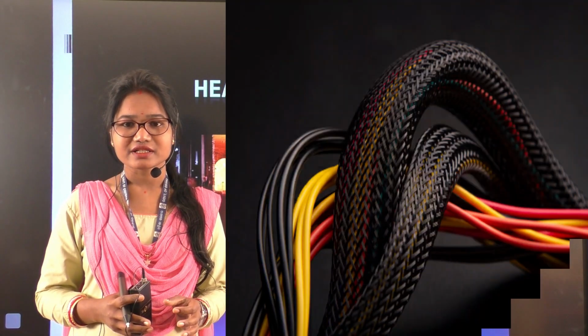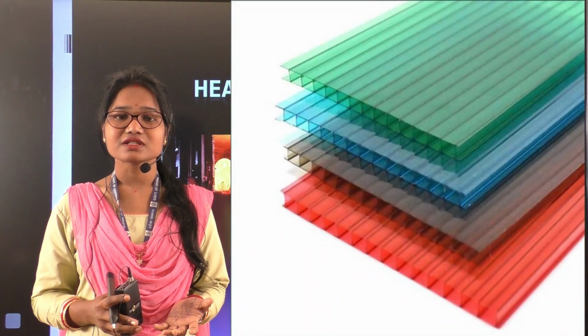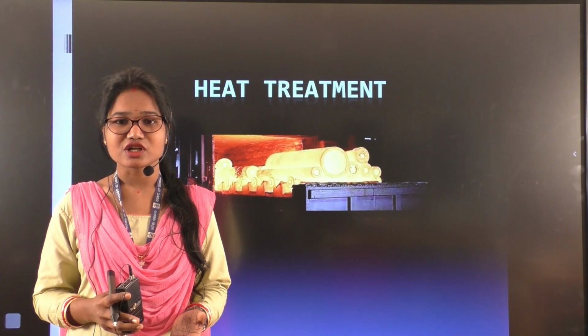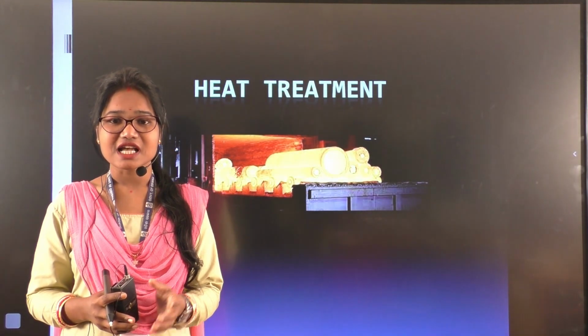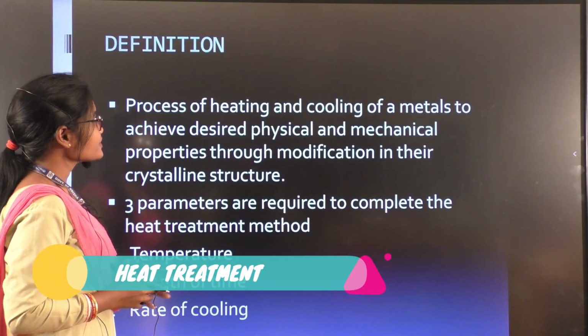Sometimes we want the metal to be drawn into wire, sometimes drawn into sheet, or sometimes we want an application where the core is soft and the case is to be hardened. In all these various applications, the various phases of steel or various phases of iron are only possible with the help of the heat treatment method. So let me introduce the topic, heat treatment method.